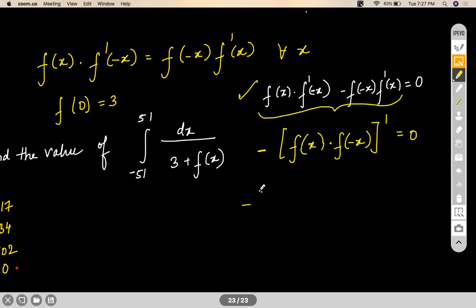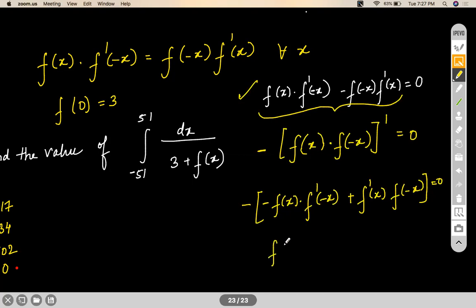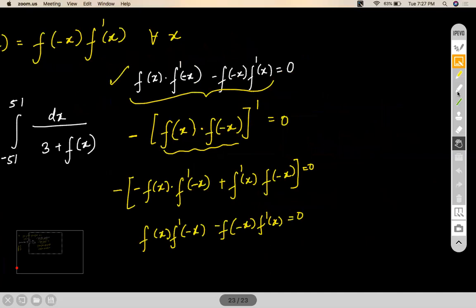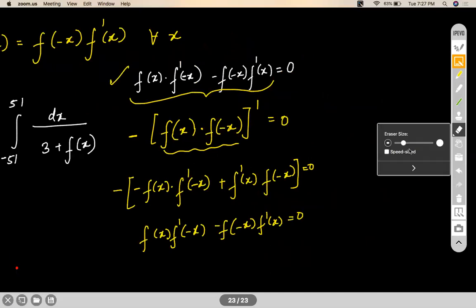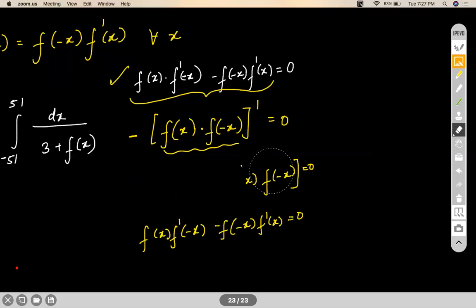See, if you differentiate this, you get f of x into the derivative of this, which will be f dash of minus x with a minus sign. Correct? Plus, differentiate this and keep this as it is. Okay? If you open the brackets, you get f of x f dash of minus x minus f of minus x f dash of x. Correct? So my prediction was correct. It was actually the derivative of this term equal to 0. Now, let me erase this because this is just to explain that it was actually the derivative. So this is not required.